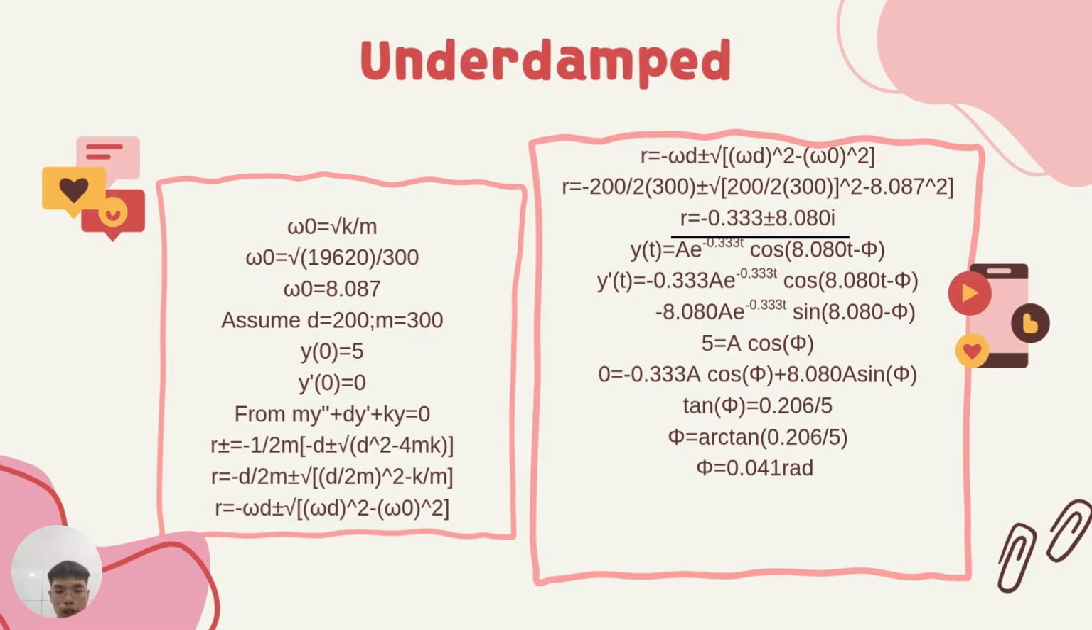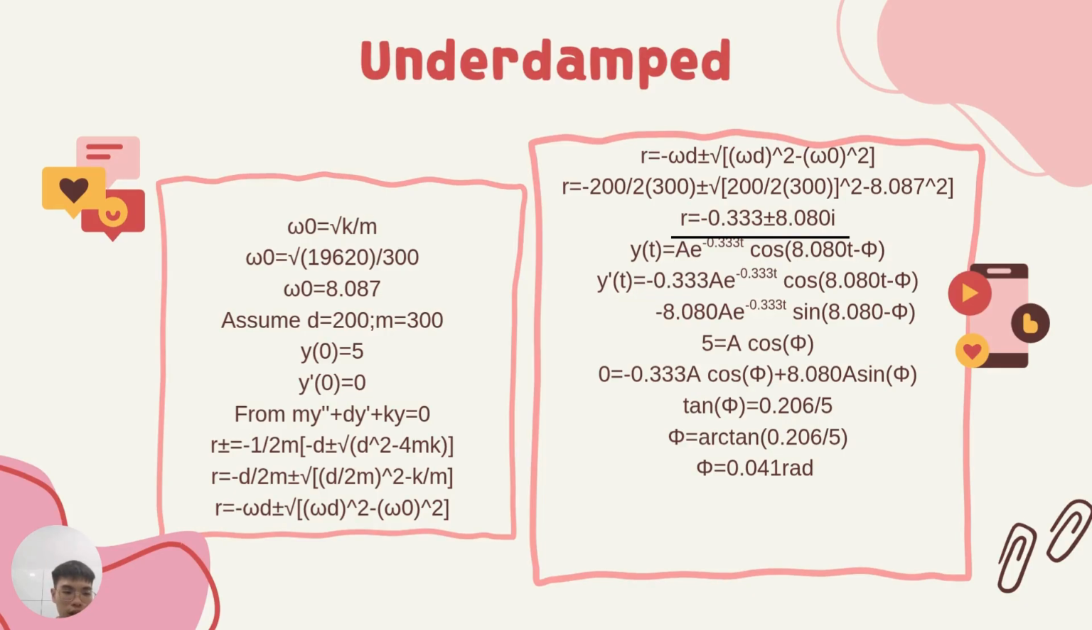We plug all the values into the general solution, and we get A e to the power negative 0.333t cos(8.080t minus phi). We differentiate that, and we get negative 0.333 A e to the power negative 0.333t cos(8.080t minus phi) minus 8.080 A e to the power negative 0.333t sin(8.080t minus phi).